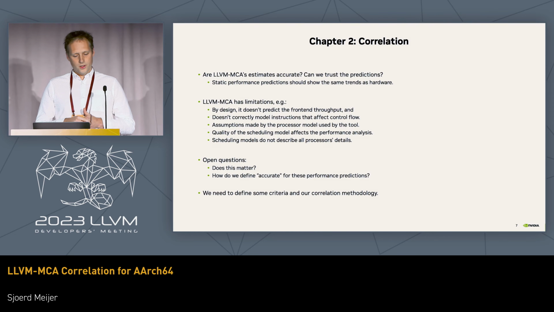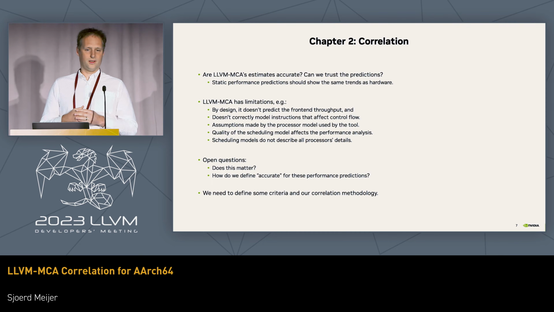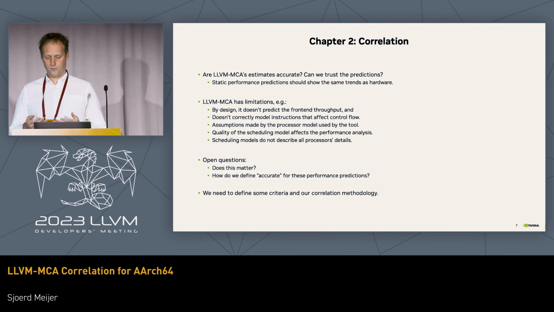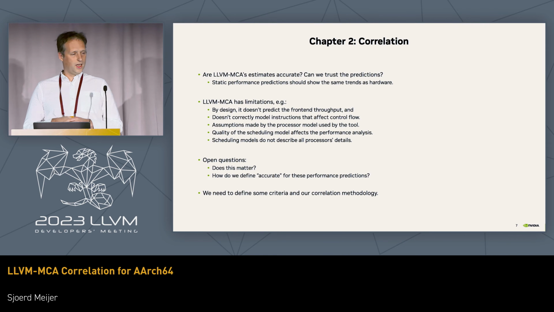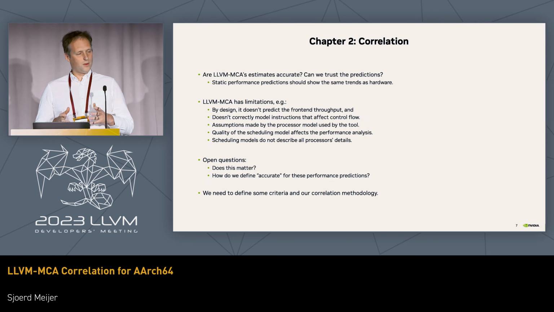But we already knew that LLVM-MCA has quite a number of limitations. By design, it doesn't predict the front-end throughput of the CPU. For example, it doesn't predict the instruction fetches. It doesn't model control flow. There are all sorts of assumptions made by the tool about what this processor looks like.